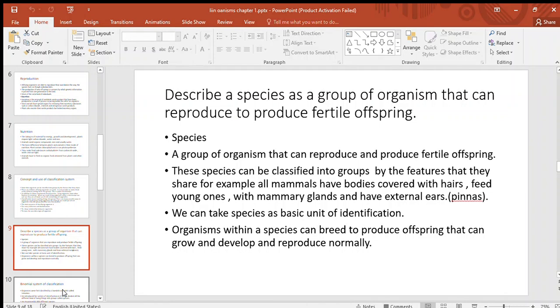Describe a species as a group of organisms that can reproduce to produce fertile offspring. Species. What are species? A group of organisms that can reproduce and produce fertile offspring. These species can be classified into groups by the features that they share. For example, all mammals have bodies covered with hairs, feed their young ones, and have external ears or pinnas. These are the characteristics of mammals. So they place all mammals in one group. We can take species as a basic unit of classification.